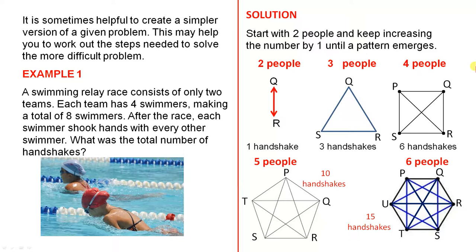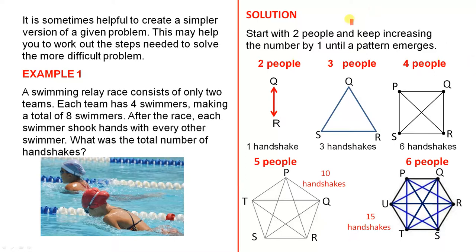A swimming relay race consists of only two teams. Each team has 4 swimmers, making a total of 8 swimmers. After the race, each swimmer shook hands with every other swimmer. What was the total number of handshakes?